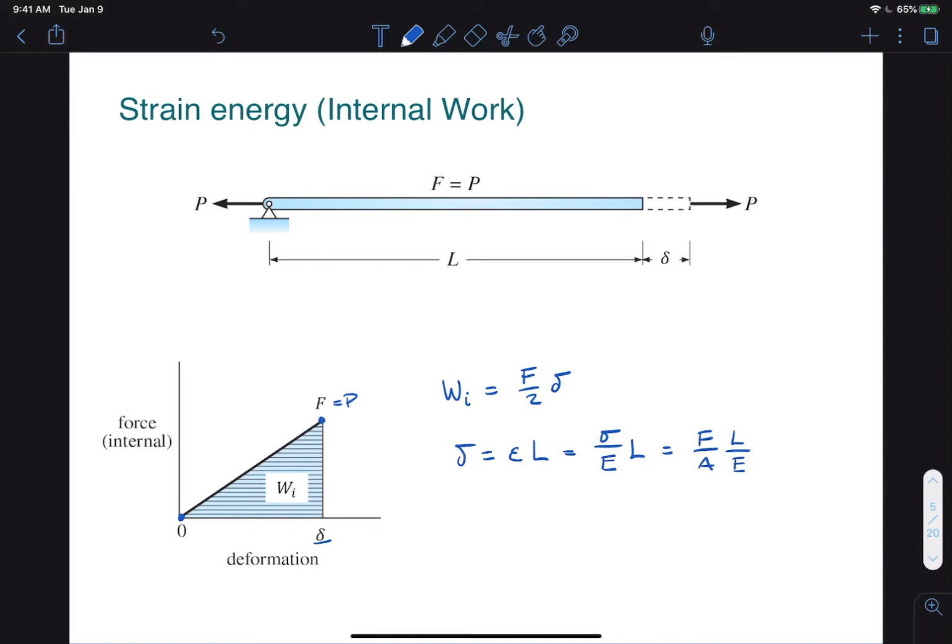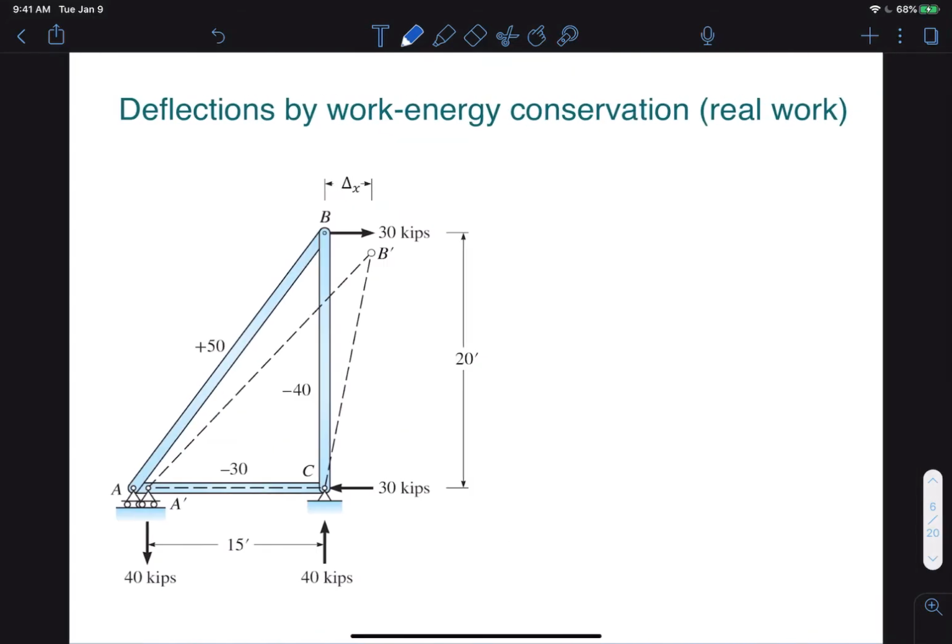So our final expression for internal work is F squared times L over 2AE. With that definition now, we can apply the principle of conservation of energy or conservation of work to calculating the deflections of an entire truss.